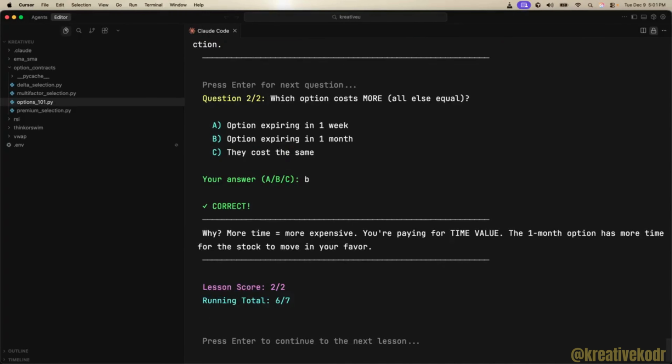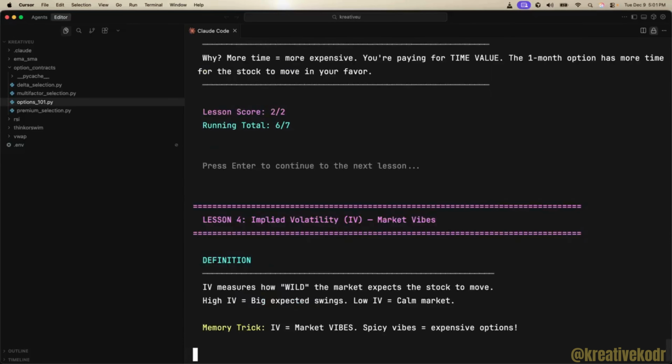I'm noticing a lot of B's for this. Why? More time is more expensive. You're paying for the time value. A 1 month option has more time for the stock to move in our favor.